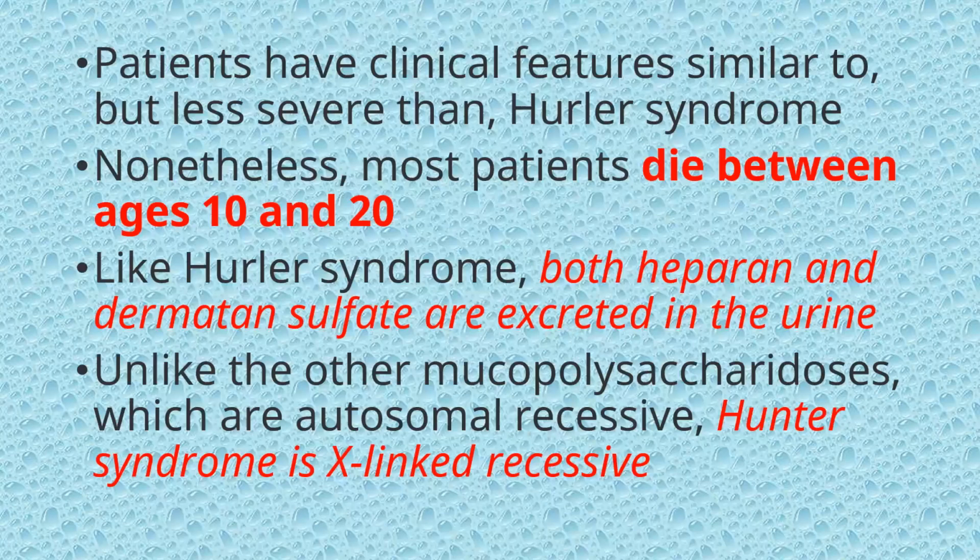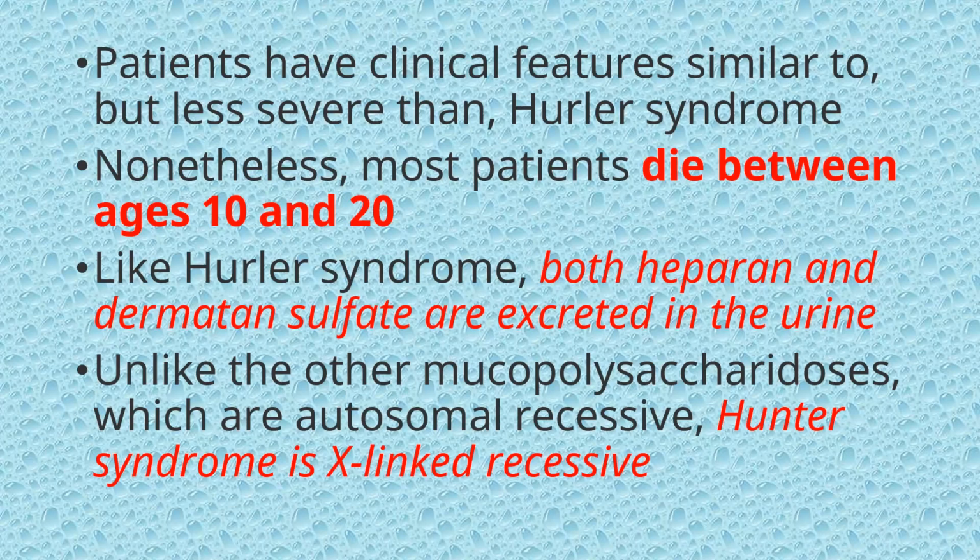They are similar, and nonetheless, most patients die between 10 and 20. Like Hurler's, both heparin and dermatan sulfate are excreted in the urine. Unlike the other mucopolysaccharidosis, which are autosomal recessive, Hunter's syndrome is X-linked recessive.